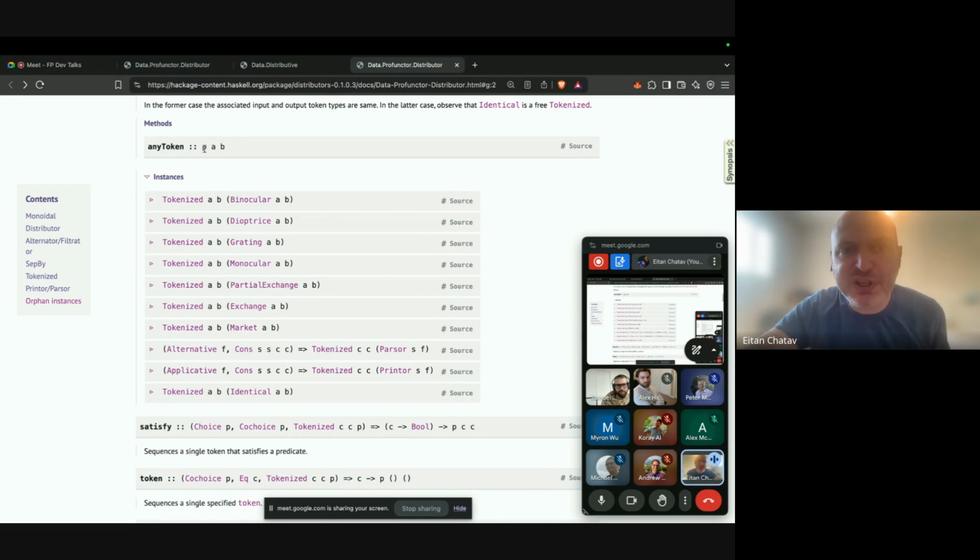This any token will be a P, my token. And we can see that because if we have a tokenized CCP, and then we say we want a token which satisfies a predicate, then we get out a PCC. Okay, and so you should think of this C as being, for example, a char. So if we had a char parser, that's parsing a string of chars, then we say satisfy is lower, right? That was our earlier example. It'll give us a P char char.